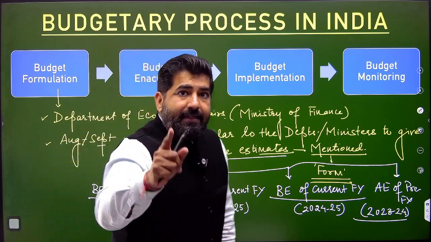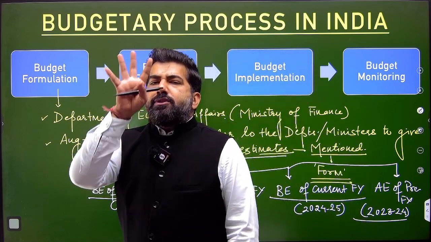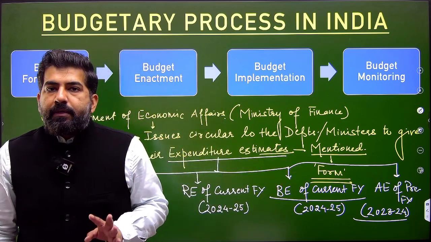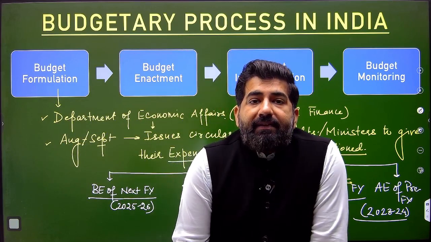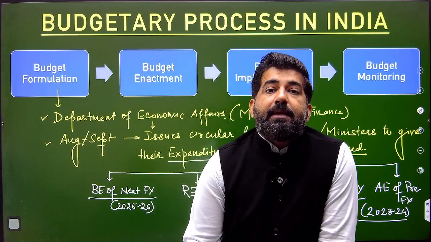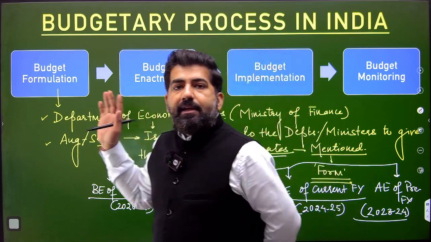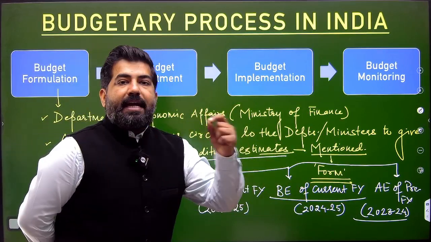So you will find out that departments or ministries give these four types of estimates in their circular. और इस estimates को हम क्या बोलते हैं? When they give it in the form that is known as demand for grants, which is mentioned under Article 113. I hope you are understanding this.